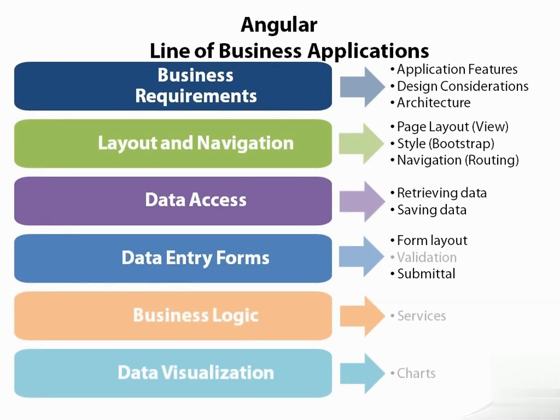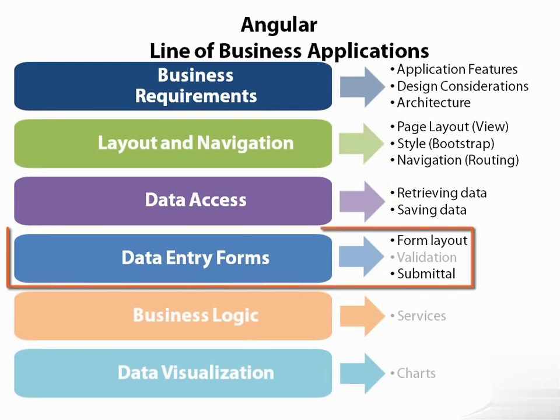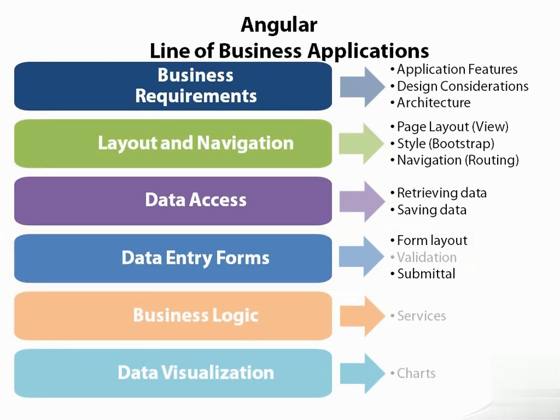Here again is the set of tasks that we originally identified for building a line of business application. This module was all about the data entry forms. We laid out the forms, styled them with Bootstrap, and we demonstrated how to submit the data from the forms to a web server with very little code. But we don't currently validate any of the data. Let's do validation next.